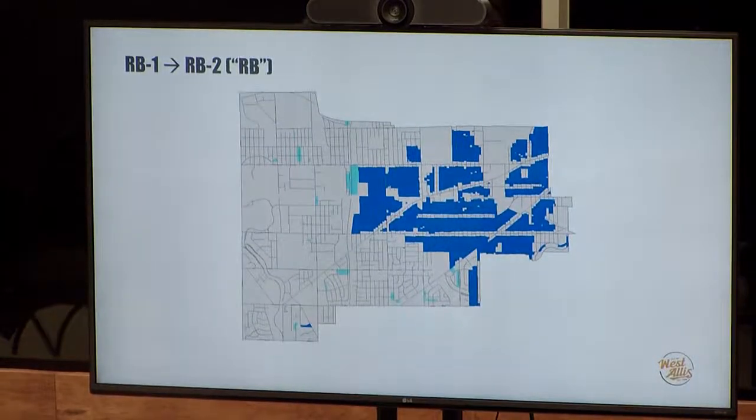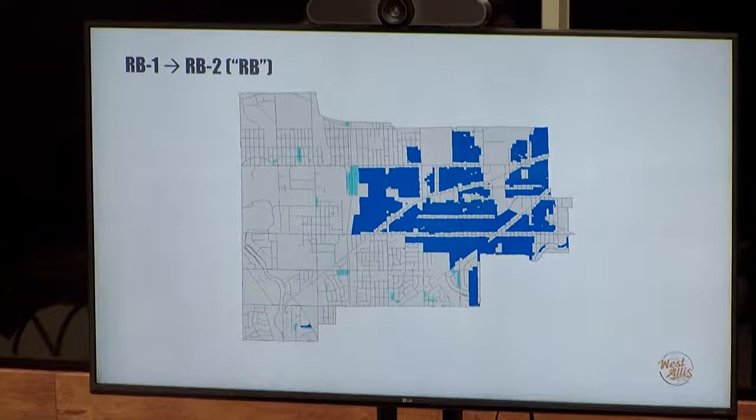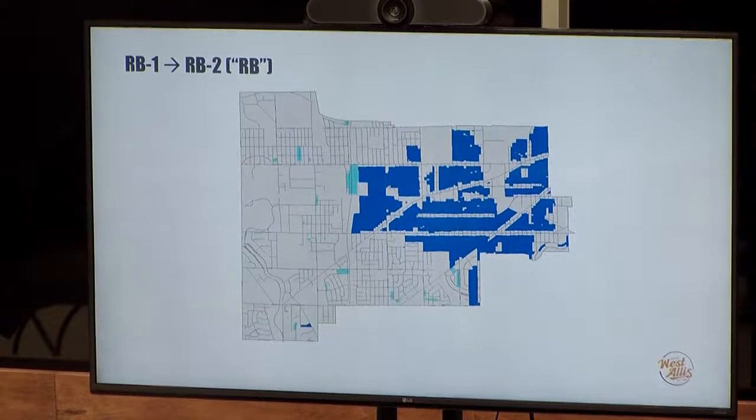Next is the RB district. So right now we have RB1 and RB2. RB2 is the dark blue. It's basically all of the residential area on the east side of West Allis. RB1 was originally intended as a transitional district between some more commercial areas and some of the RA residential districts. There aren't a lot of differences though between the RB districts, and we want to just combine these into one, considering there's really not that many RB1 buildings at all. So that's another good example of very similar types of regulations and types of homes.